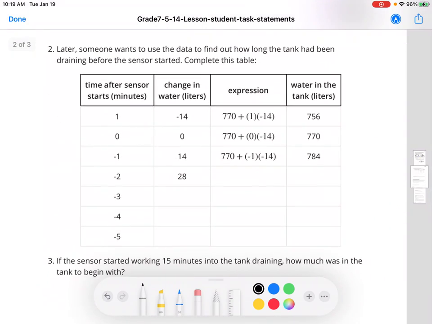Number 2, it says later someone wants to use the data to find out how long the tank had been draining before the sensor started. So we can complete this table to determine how long it had been draining. Okay, so at negative 2 minutes after the sensor starts, so that means 2 minutes before, there was a change in water of 28 liters. And since it's positive, that's because there was 28 more liters at that time. So now my equation would be 770 plus negative 2 times negative 14, because it was losing 14 liters per minute. And that would give me 798 liters.